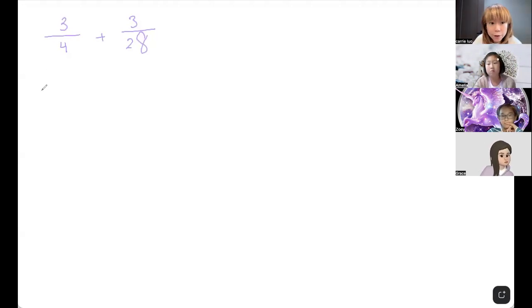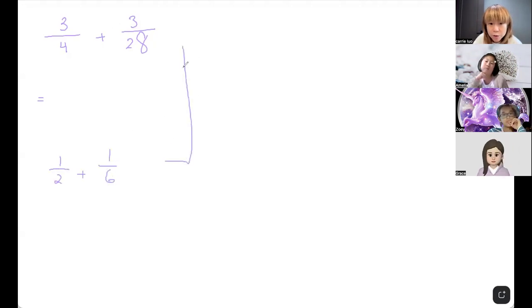Okay, so let's take a look at this one. How do we do this? Okay, so again, we're gonna split the term. So I want to ask Zoe, compare with the before one, 1/2 plus 1/6. Can you tell me what is the difference between these two questions?